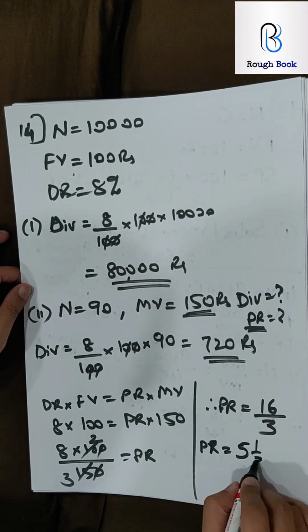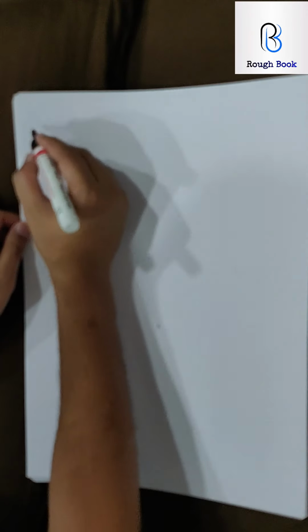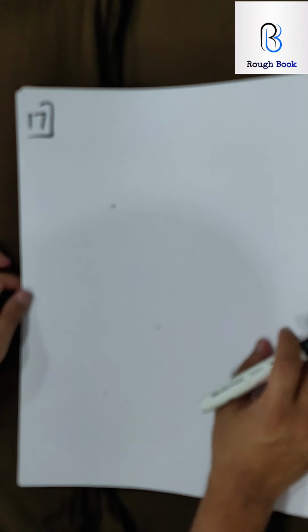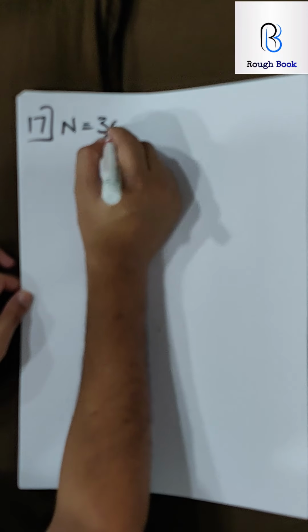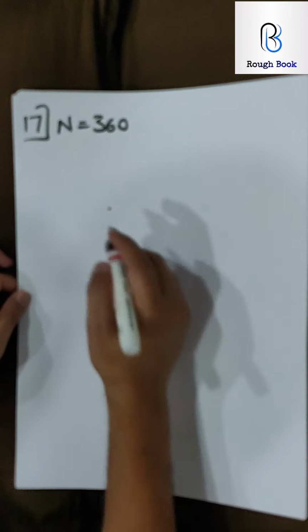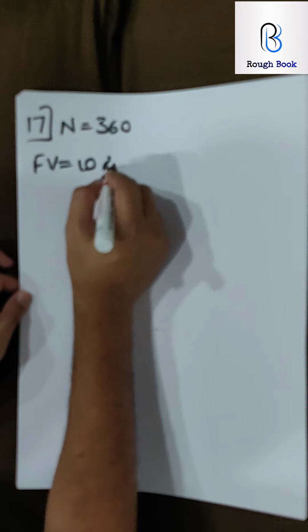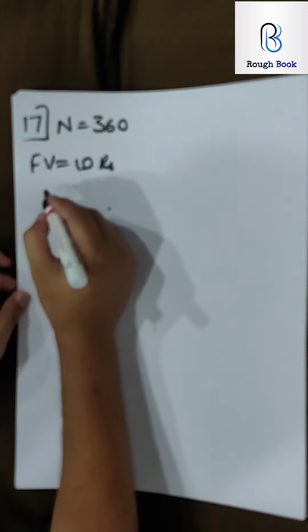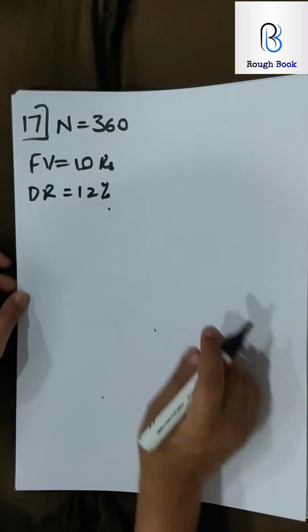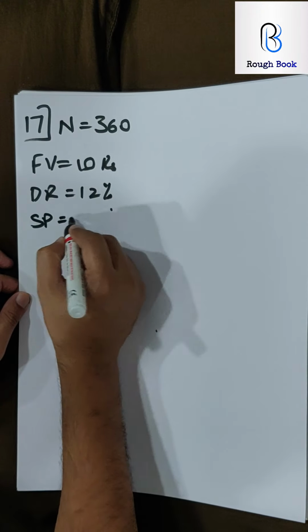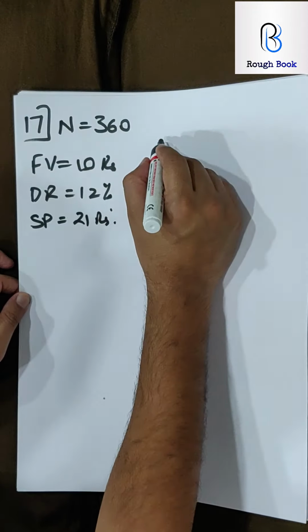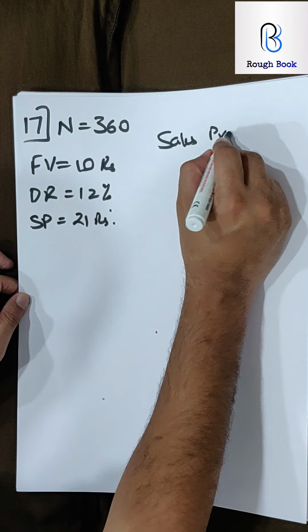I want everyone to try sum number 17. Come on, hit it. 17th is again based on sale proceeds. I am pretty sure you will be able to do it on your own. Come on, pause the video, try it on your own. A man bought 360, so number 360, 10 rupees shares of a company. So FV 10 rupees, paying 12% per annum. So dividend rate 12%. He sold the shares when the price rose to 21. So selling price is 21 rupees. So what is his sale proceeds? First find sale proceeds straight away.